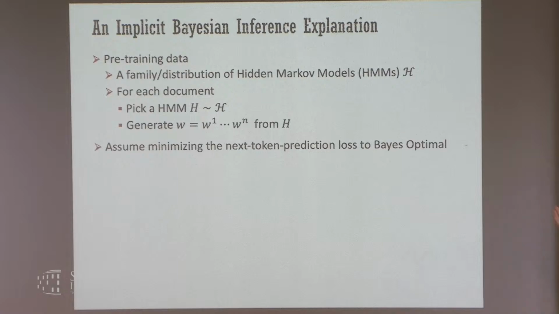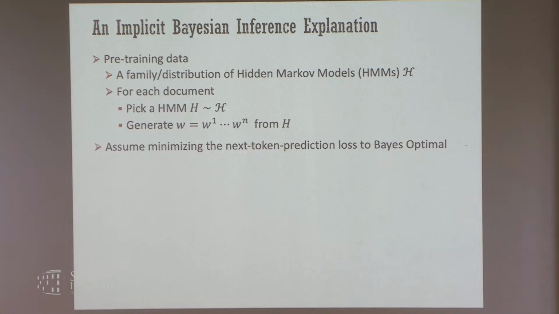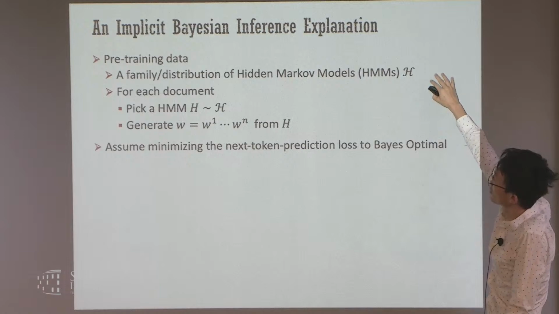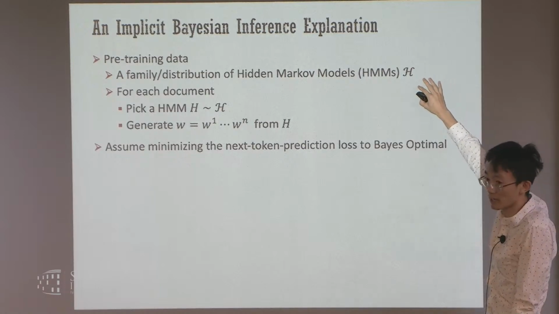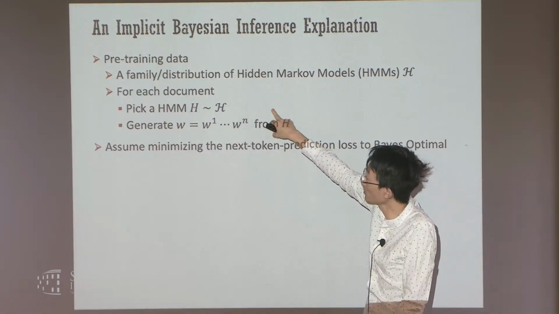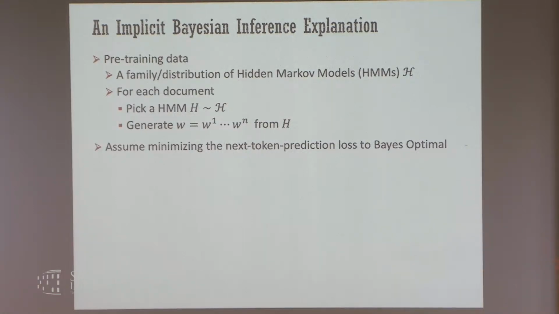Okay, so where does the learning come from? This is one way to explain where the learning comes from. You consider a data distribution where your traditional data distribution is a family of documents. A document is the unit you are training on. A document is an example, and you can imagine that you are generating the document as follows. You first have a distribution of hidden Markov models, called script H. For each document, you first pick a hidden Markov model, and then you generate the tokens, each following the hidden Markov model. You first choose an initial state, and then you keep running the hidden Markov model to generate a sequence.